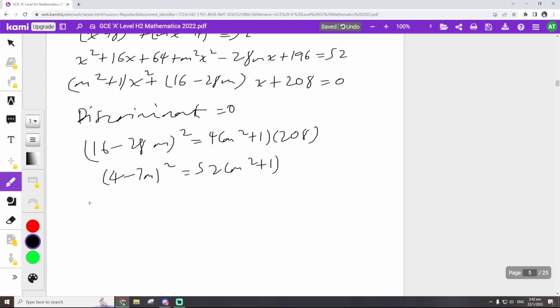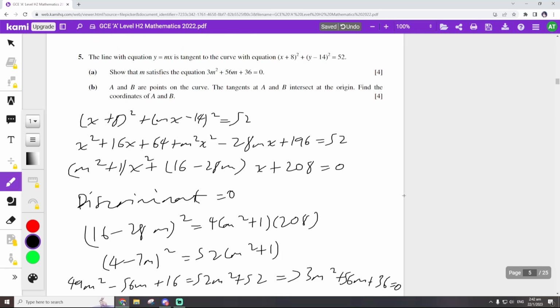So this implies 49m squared minus 56m plus 16 equals 52m squared plus 52. Simplifying, 3m squared plus 56m plus 36 equals 0, which is what we wanted. A and B are points on that curve. The tangents of A and B intersect the origin.